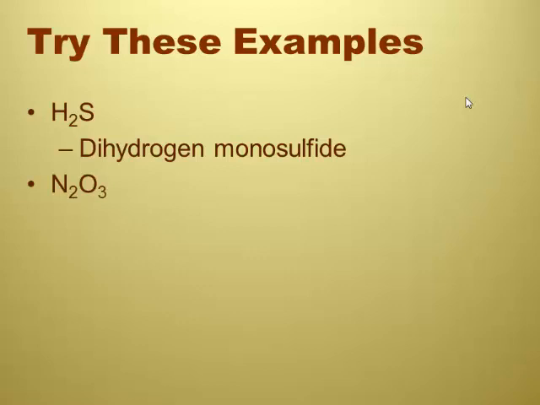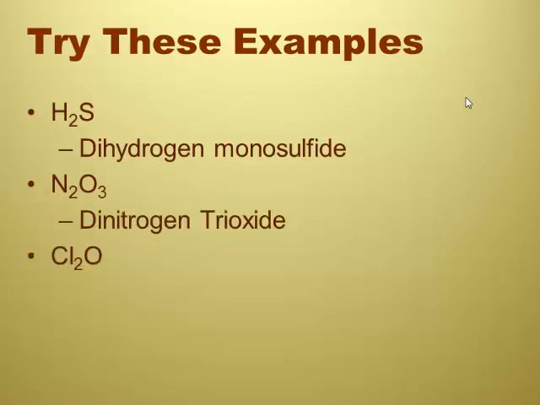Here we've got N2O3, so we've got 2 nitrogens. 2 is di. Dinitrogen. And then 3 oxygens. 3 is tri. I remember that because my son rides a tricycle. It has 3 wheels. So trioxide. So dinitrogen trioxide. All right, there we go.